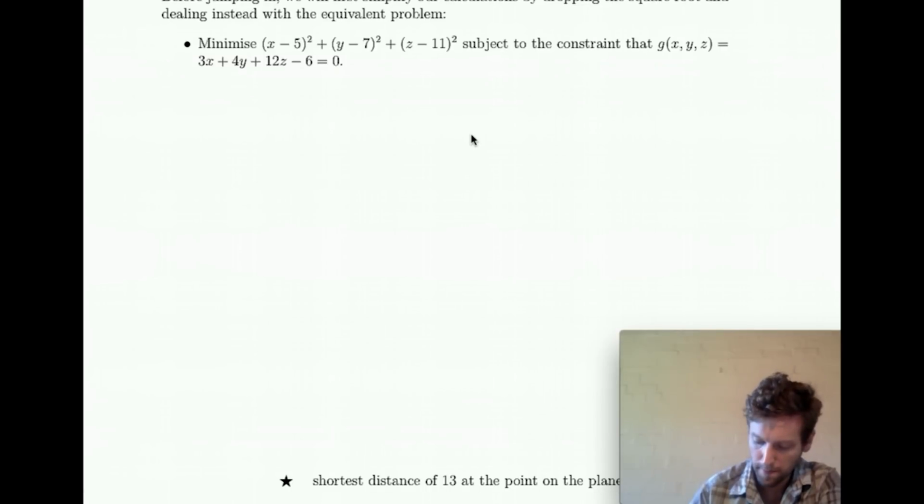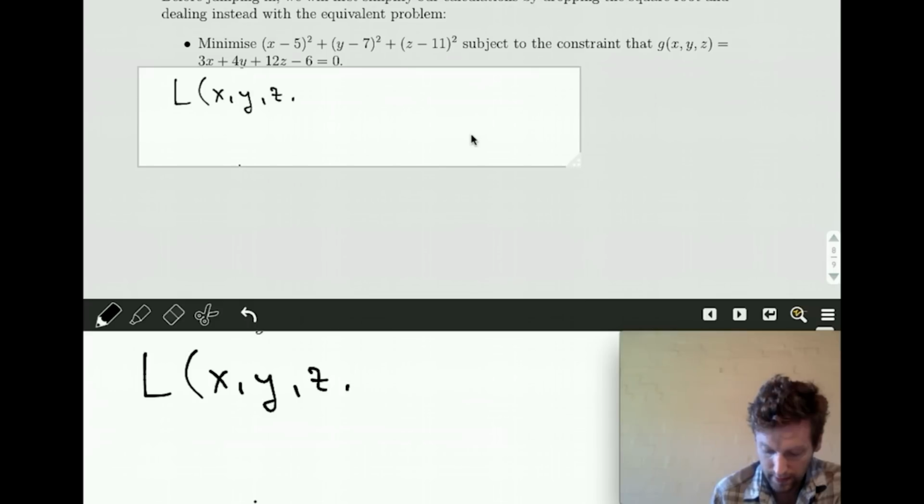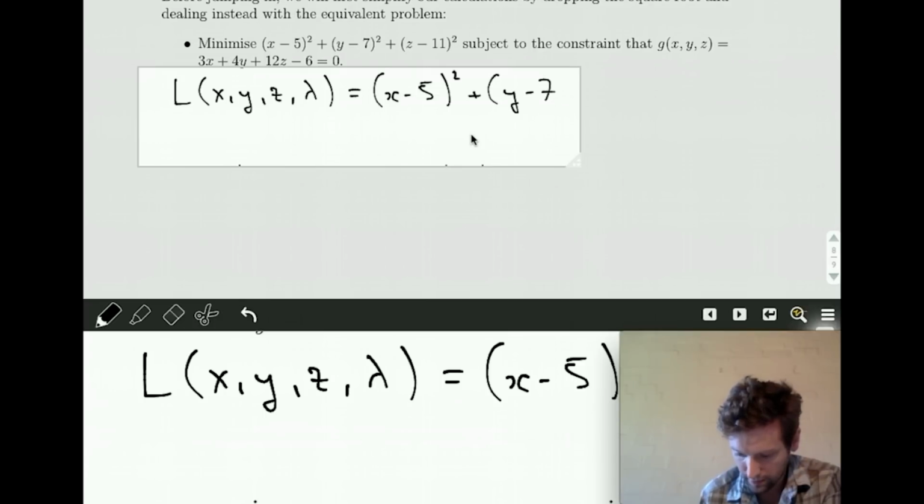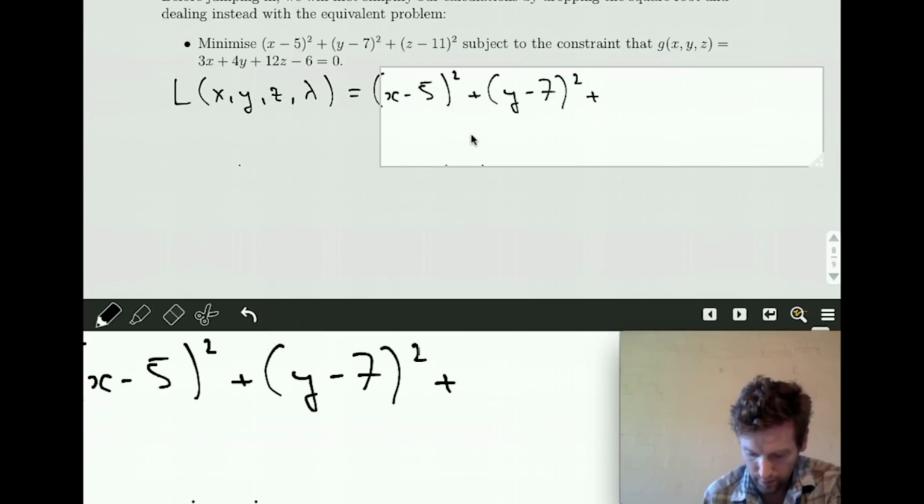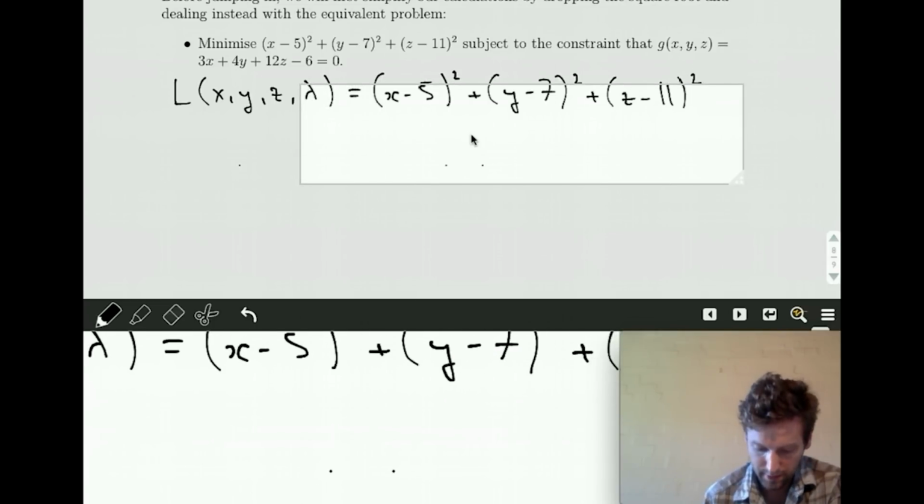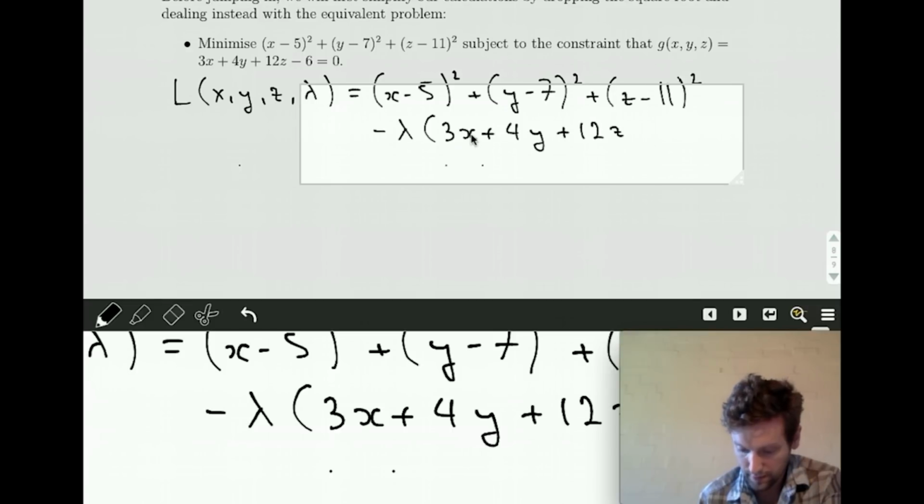I can form my Lagrangian L of x, y, z, and lambda is equal to x minus 5 squared plus y minus 7 squared plus z minus 11 squared. And I'm subtracting from that lambda times g of x, y, z, so that's 3x plus 4y plus 12z minus 6.